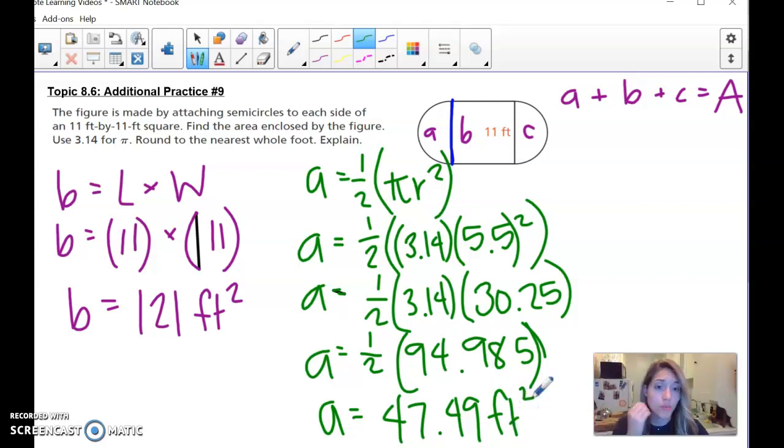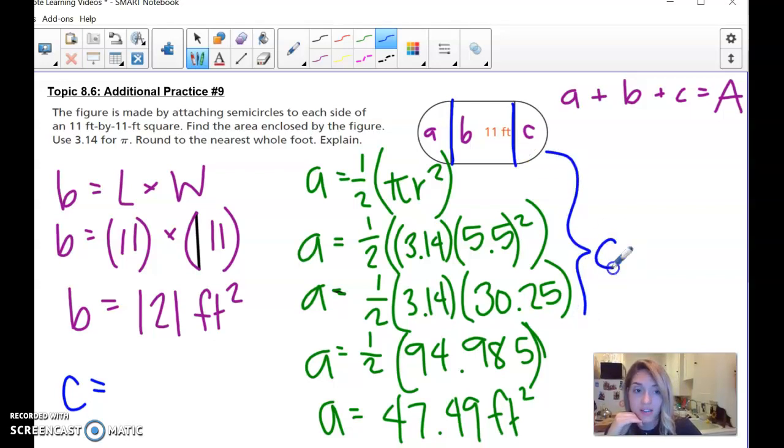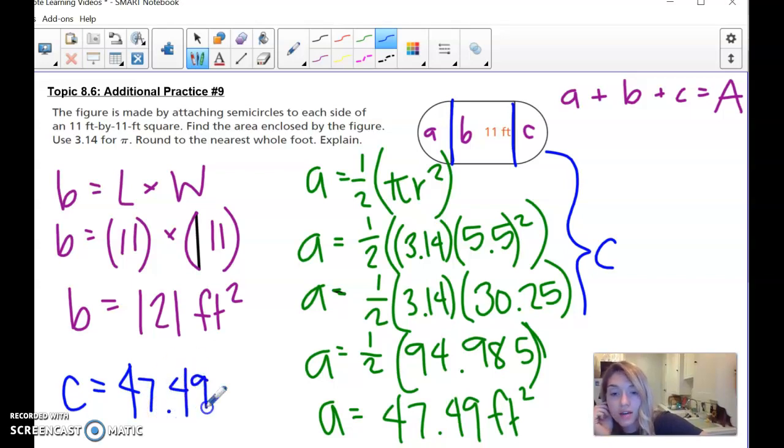Now my last piece would be to figure out the area of C. And I can use blue. So C is also a semicircle, and its diameter is also 11 because its diameter is also right there. So that means that the area of A is going to be the same as the area of C. I would have gone through this exact same process in order to find C. So C is also equal to 47.49 feet squared.